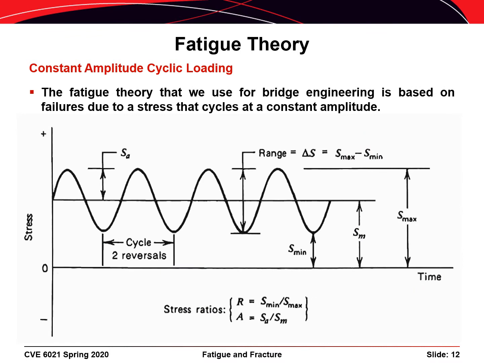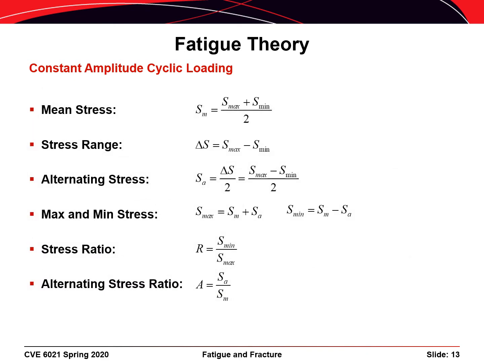In structural engineering, we base our specifications on constant amplitude fatigue theory. Some definitions that are useful include S sub m, the mean stress or the average stress. The stress range, delta S, is the difference between the peak stresses, the difference between the maximum stress and the minimum stress. The alternating stress is basically half of the stress range. The stress ratio, R, is the ratio of the minimum stress to the maximum stress. And finally, the alternating ratio is the alternating stress divided by the mean stress.